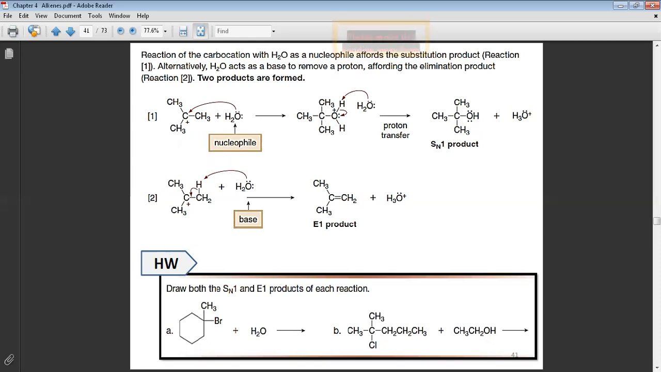This is also the same homework. Draw both the SN1 and E1 products for each reaction, this and this. Do the reactions here. Draw both the E1 product and the SN1 product. And if there is more than one product, there will be a major one and a minor one.